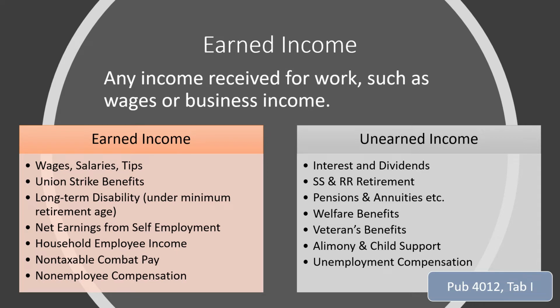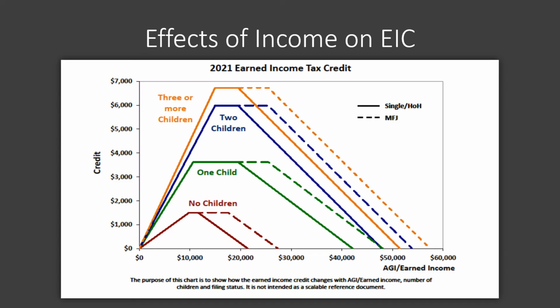So one possible thing that could affect this would be if they had wages in a previous year and unemployment in the current year, then they would be seeing a reduced amount of earned income, which would reduce the amount of their earned income tax credit. And I just wanted to give you an overview of the effects of income on earned income credit. So this is a credit that gets bigger the more earned income that a client has, and the more children that a client has, the more credit they are entitled to.